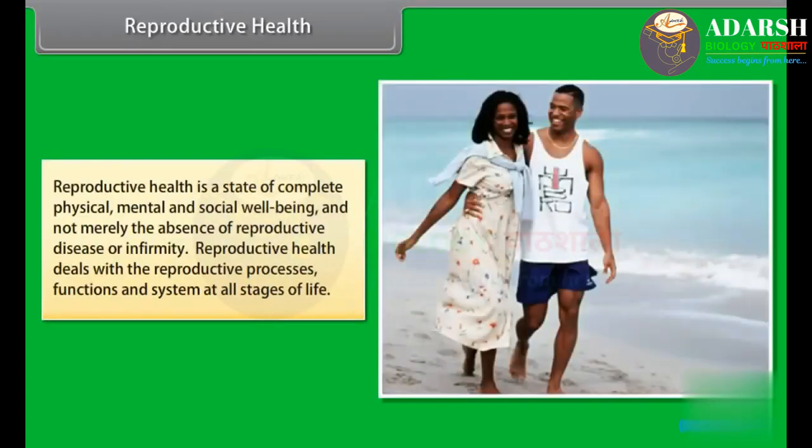Reproductive health. Reproductive health is a state of complete physical, mental, and social well-being, and not merely the absence of reproductive disease or infirmity. Reproductive health deals with the reproductive processes, functions, and systems at all stages of life.